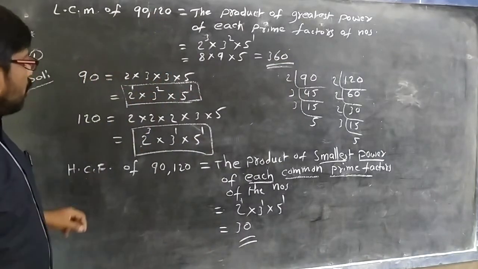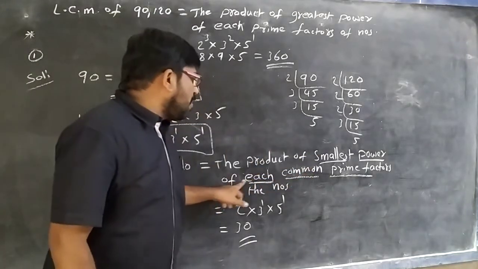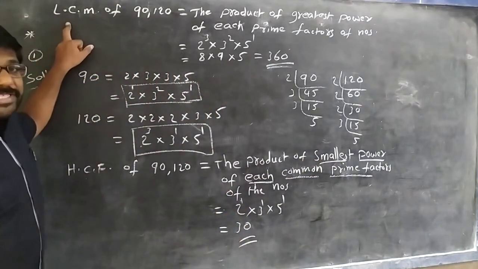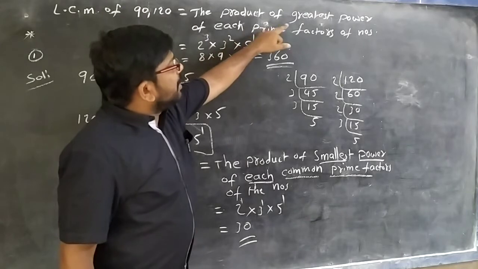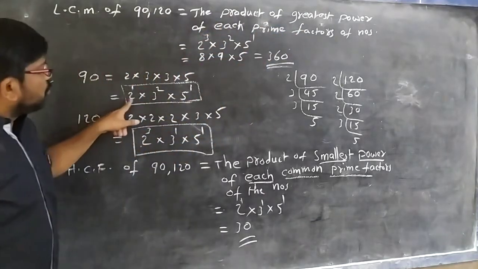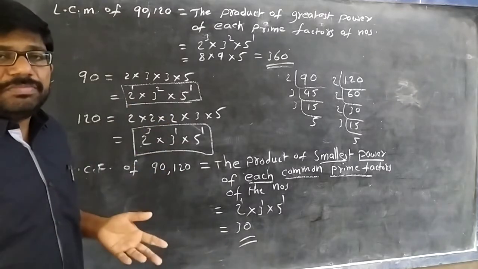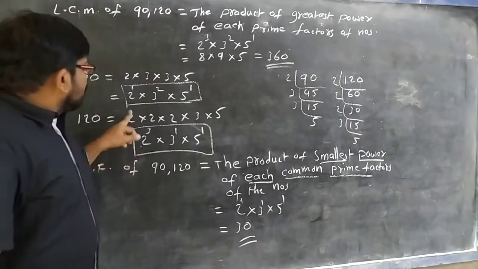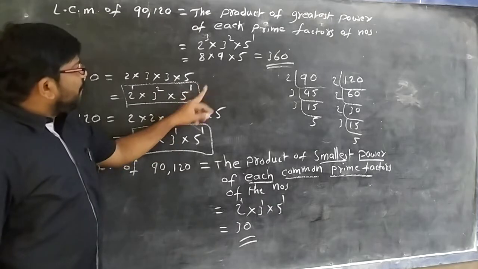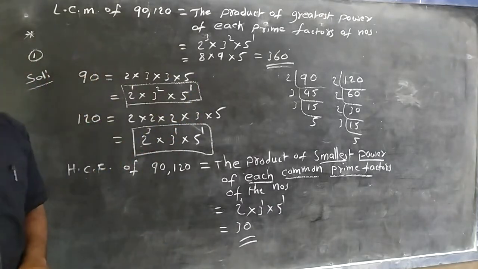So HCF is the product of smallest power of each common prime factor of the numbers. But in LCM, it is the product of the greatest power of each prime factor, every one. So 2, 3, 5 in both, for all, not only common. Highest powers only: 2 cube, 3 square, 5 power 1. So that is the LCM.